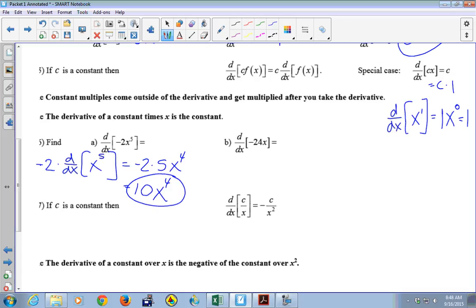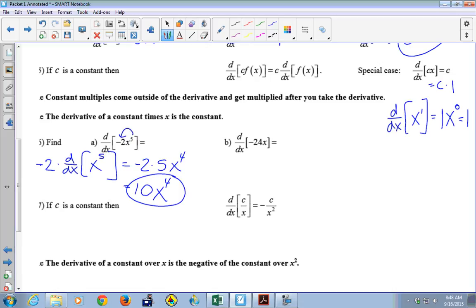Now, we don't always write all that down. Very often, you'll get into the habit of just, when you bring the 5 down, you immediately multiply it by the -2 that's sitting there, and you get -10x to the 4th. You can do it in one step. But this is the reasoning behind the multiplication. Take the derivative, then multiply by the constant.